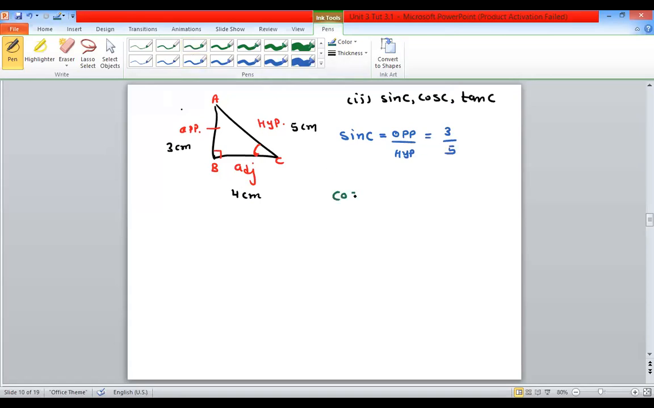Second, cos C. Remember this: cos means opposite upon, sorry, adjacent upon hypotenuse. Adjacent means 4 centimeter upon 5 centimeter. The centimeter cancels. So this is the answer. And the last is tan C. It's opposite upon adjacent.